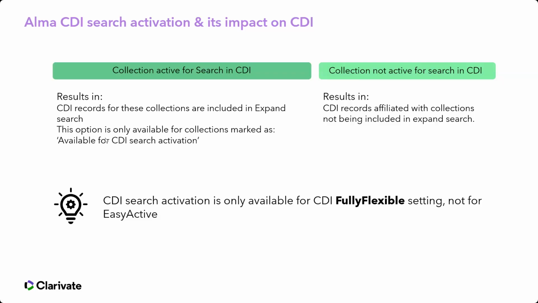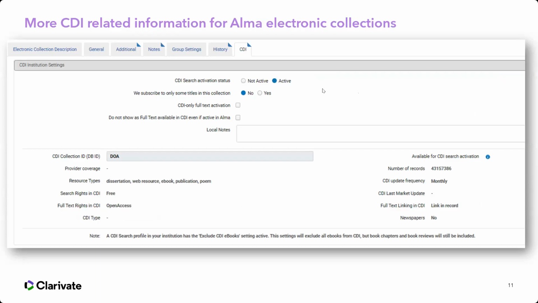So if you go to a collection, to the CDI tab, maybe we can go to the next slide, Tamara. Okay, it shows actually what it looks like. If you go into any collection in Alma and go to the electronic collection editor, so you click on edit, then you have a tab that's CDI. This gives you a complete overview, and it's the first place you can find CDI information. One of the things that you can see here is the CDI search activation status, active or not active. If you're easy active, you will not have this option.